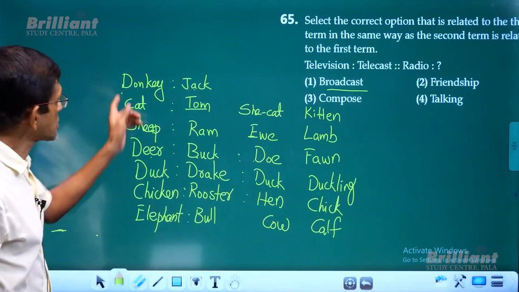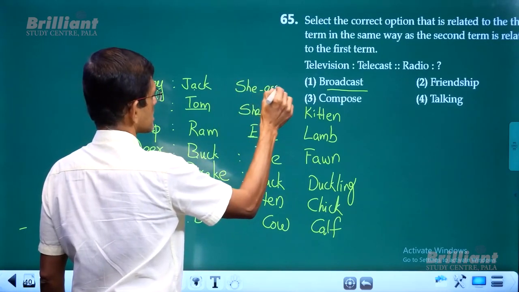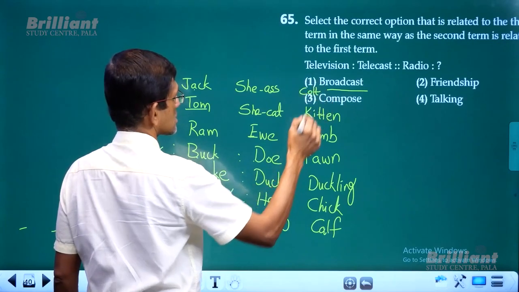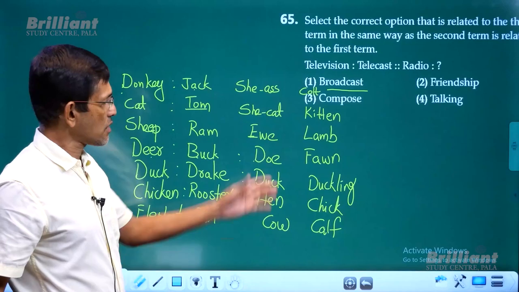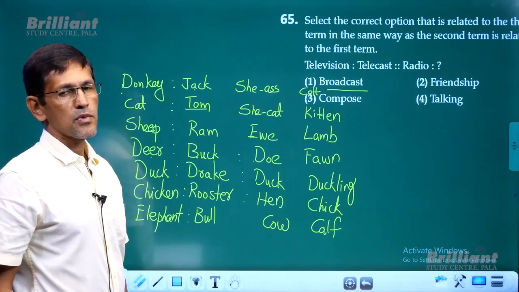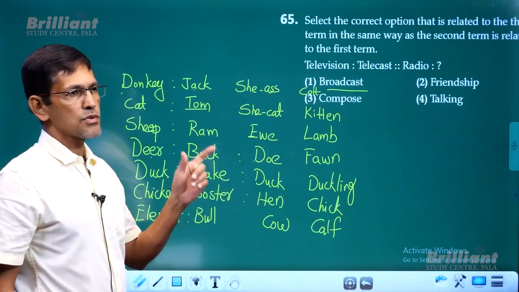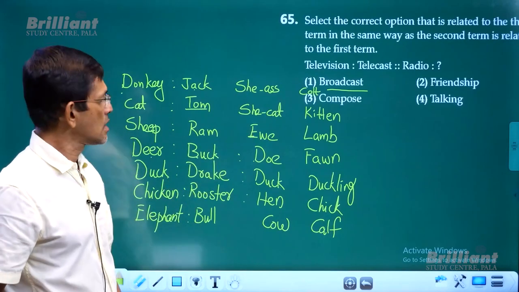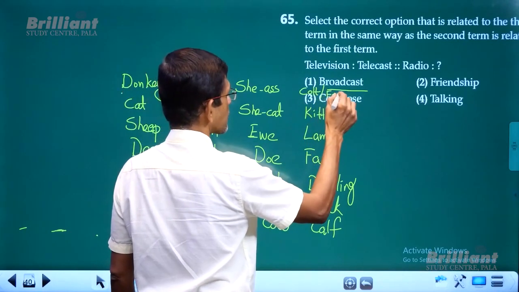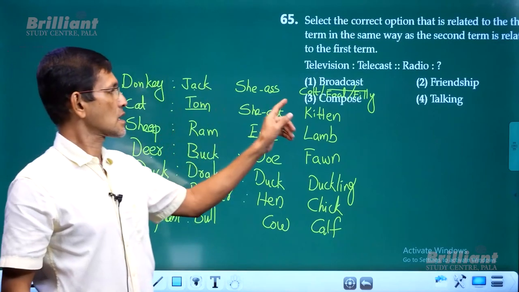Kitten. How about donkey? Male donkey is jack. Female donkey is she ass. And young one of donkey? Young one of donkey is either colt, or there are different names for that. There are a couple more names. Usually we call it colt. Then it is foal, F-O-A-L, foal. And there's another name for it, filly. So young one of donkey is either colt, foal, or filly.